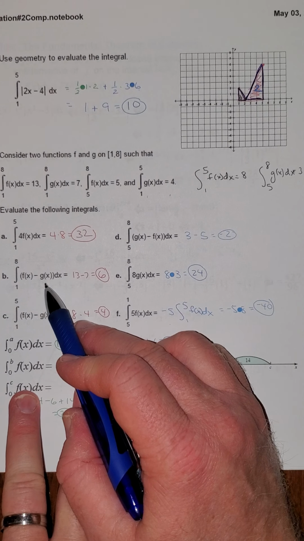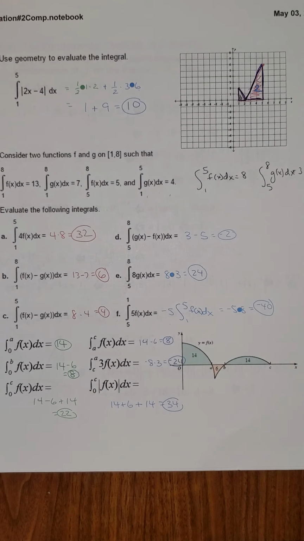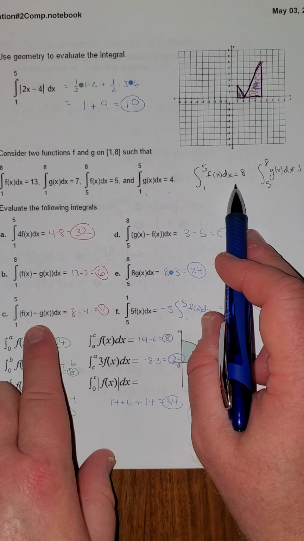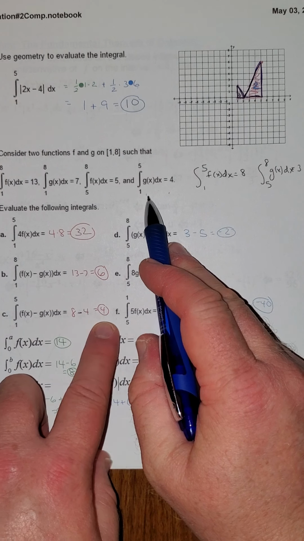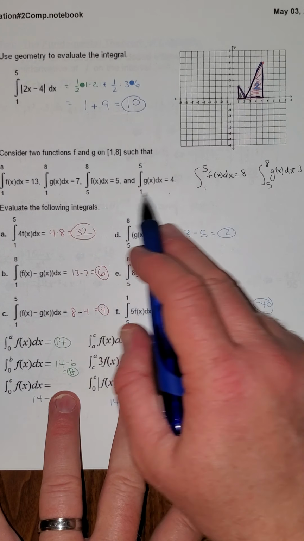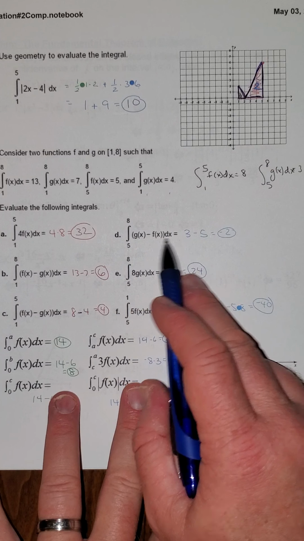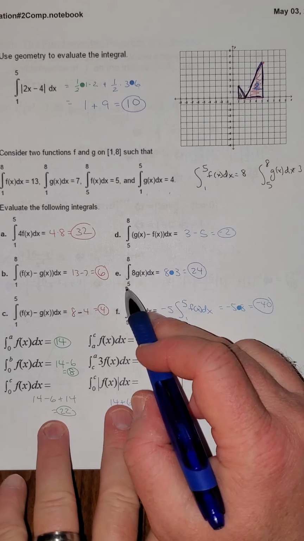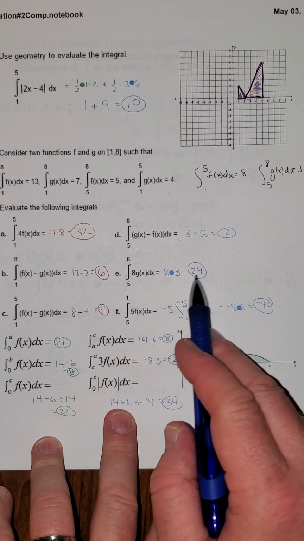F of x minus g of x from 1 to 8. 13 minus 7 gives me 6. The integral from 1 to 5 of f of x is 8 minus the integral of g of x from 1 to 5, which is 4. 8 minus 4 is 4. From 5 to 8 of g of x, that was 3, minus the integral from 5 to 8 of f of x, which was given to be 5. 3 minus 5 is negative 2. Hope you guys are seeing what we're doing here. The integral from 5 to 8 of g of x we found to be 3. 8 times 3 is 24.